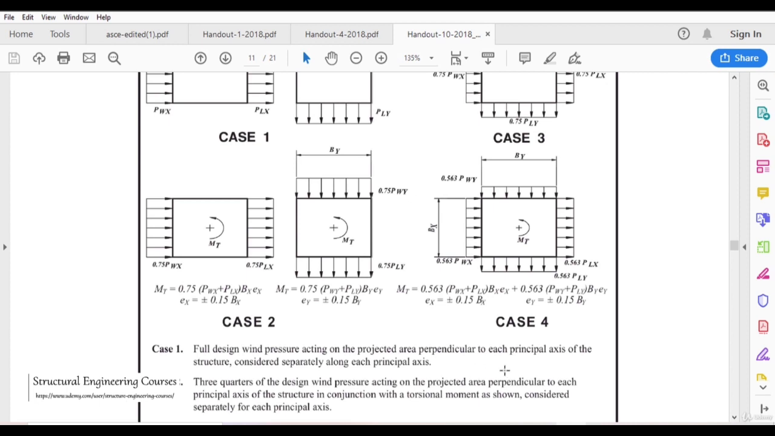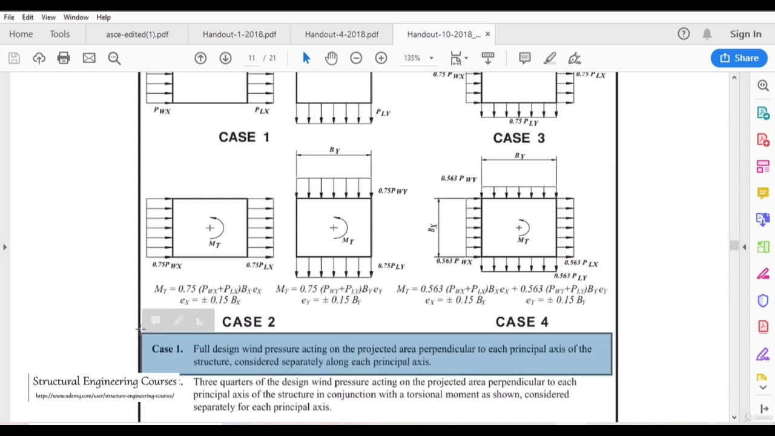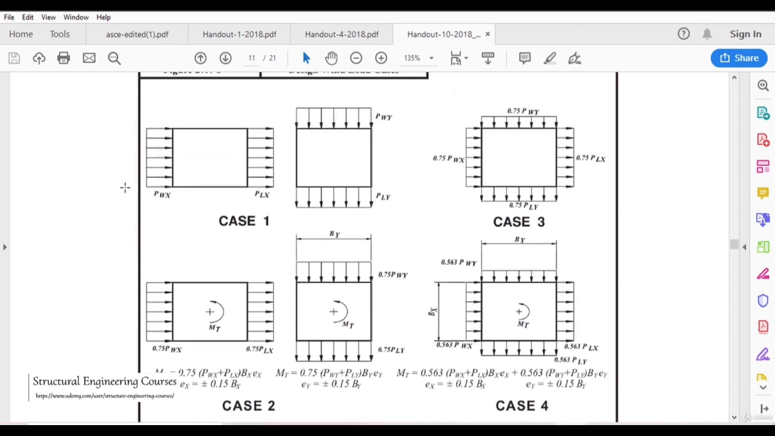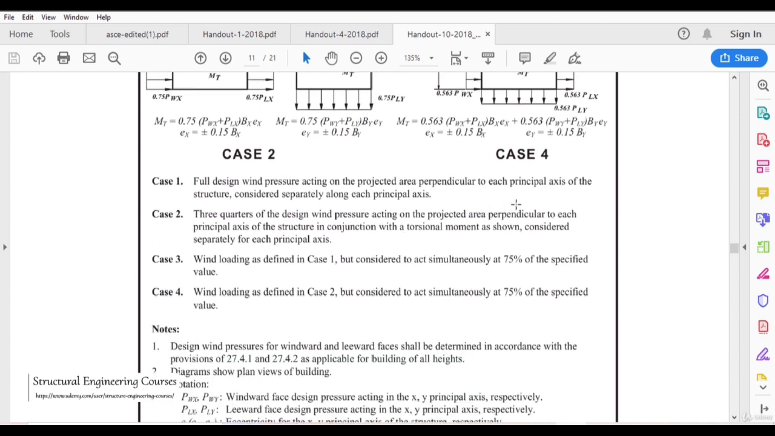Case 1, I am repeating the line that has been written here. Case 1 denotes the full design wind pressure acting on the projected area perpendicular to each principal axis. So when we are applying wind load along this face, the face we are talking about is perpendicular to the wind load direction. So if the wind load direction is this, then the face is perpendicular to it, perpendicular to each principal axis of the structure, considered separately along each principal axis.